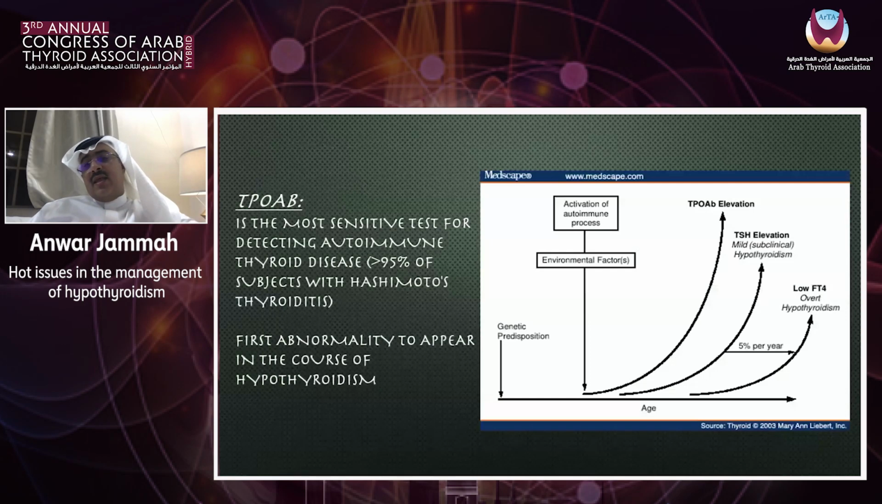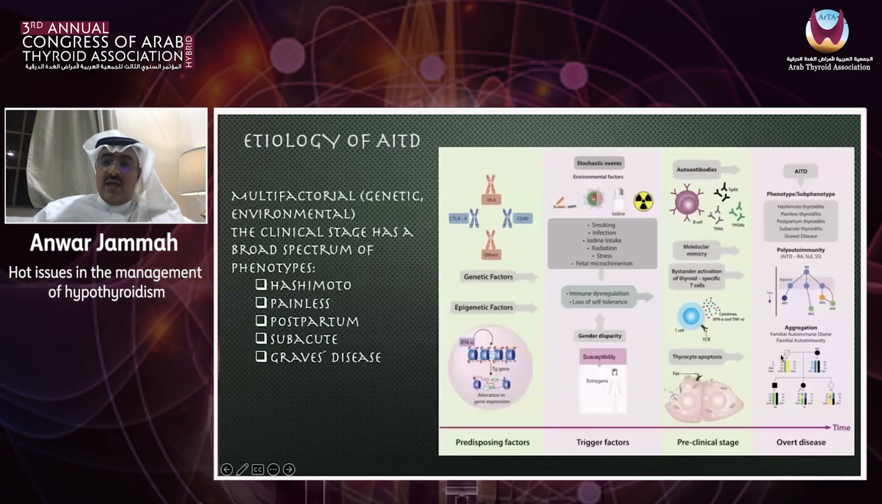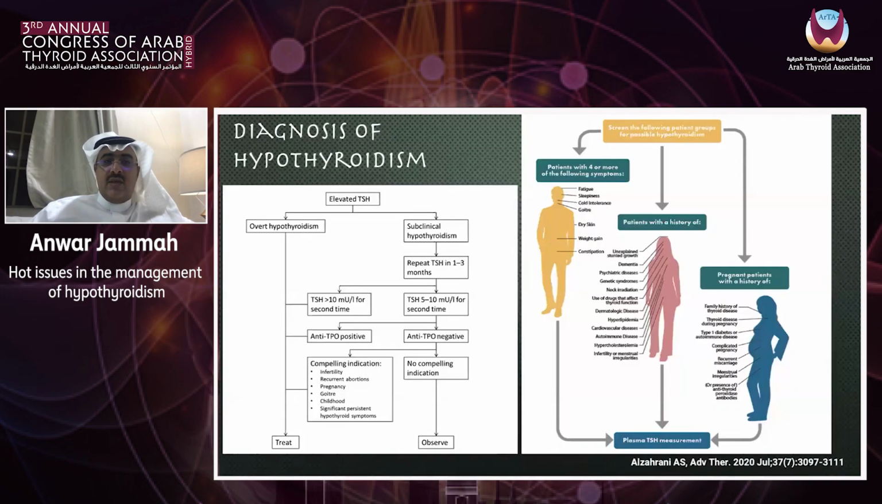That reminds me of the pathophysiology of type 1 diabetes. You can see here the anti-TPO is elevated first, then you have subclinical hypothyroidism, then you have overt hypothyroidism. Given that, we have to remember that it's multifactorial, with genetic and environmental causes that can cause hypothyroidism or thyroiditis of all types, like Hashimoto, Baylis, or postpartum thyroiditis, and so on. Graves' disease is also a multifactorial disease.